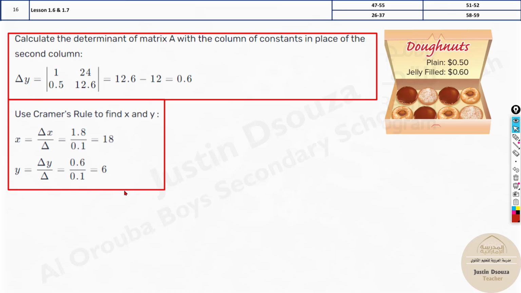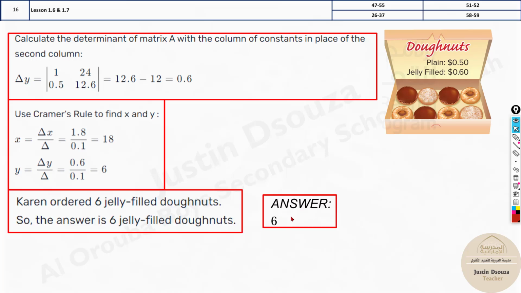So how many jelly filled are they? It is 6. And plain is 18. So the answer is 6.